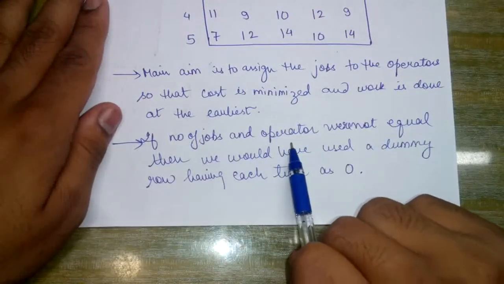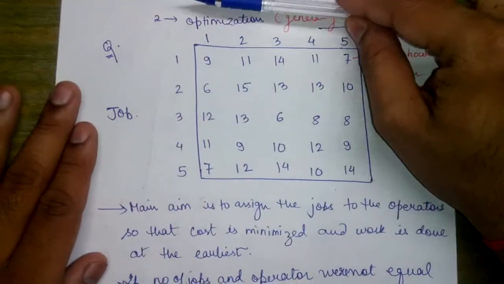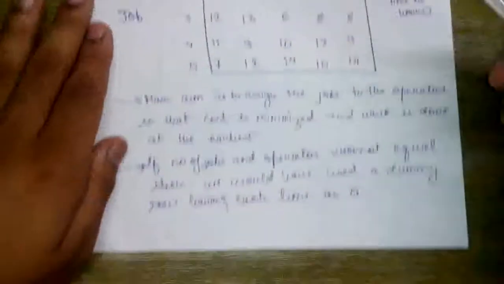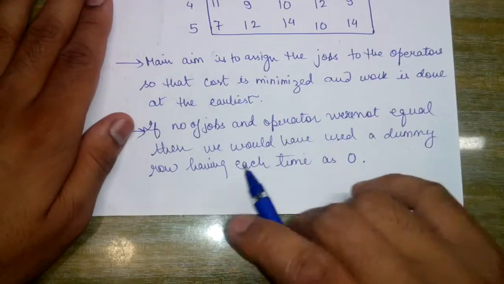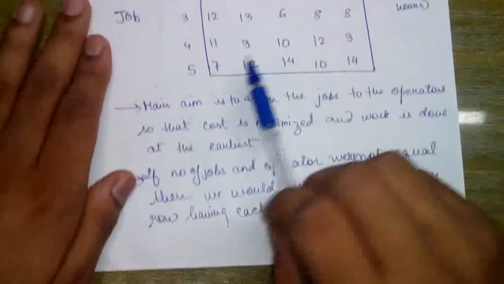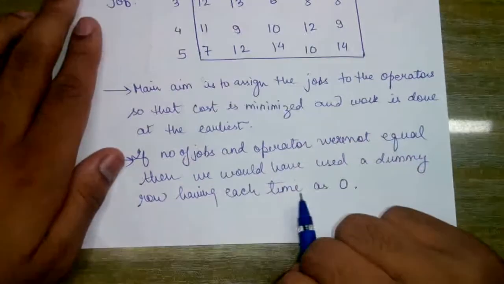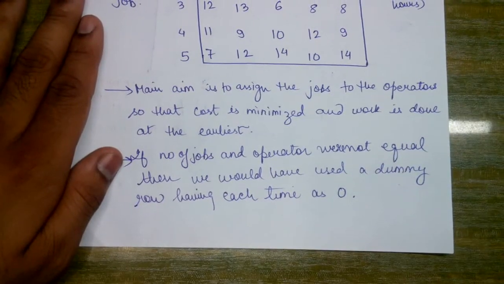This is a case of a balanced problem, that means 5 operators and 5 jobs. If the number of jobs and operators were not equal, we would have used a dummy row, in which each element would be 0.